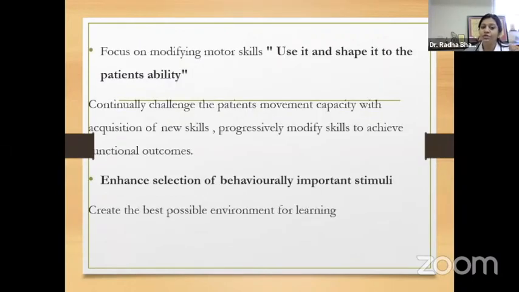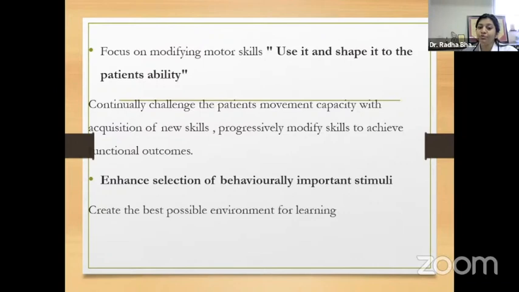Next is focus on modifying motor skills. As we were talking about adaptability and transfer of training, use it, shape it to the patient's ability. The first thing that we had seen was it should be important, desirable, and realistic. So use it, shape it, design your exercise in such a way that it shapes the patient's ability, requirement and expectation. Use it, shape it to the patient's ability.